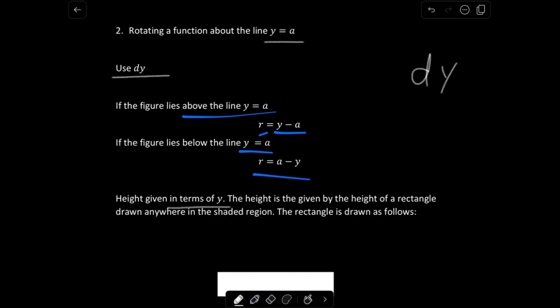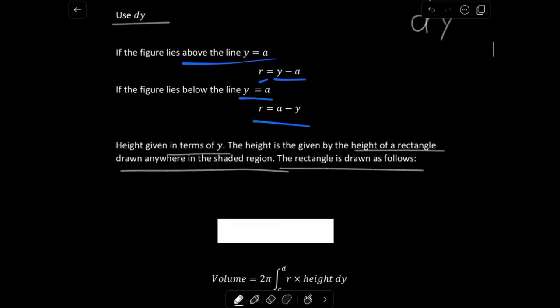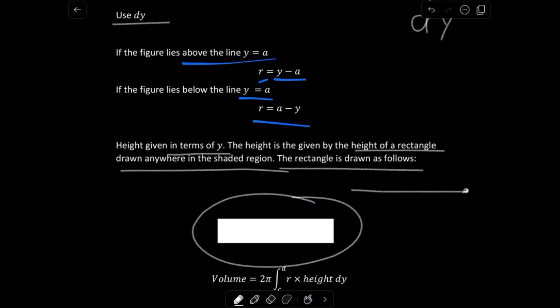Next, your height is given in terms of y, and it's not really a height in this case, but for consistency, I'll show you what I mean. The height is given by the height of a rectangle drawn anywhere in the shaded region, and the rectangle is drawn as follows. So it's a skyscraper, but this time it's fallen down, so it's on its side. Again, if you want, you can draw a horizontal line to represent the height. Either one of these is perfectly fine. Again, I used a rectangle because that's how it's explained in a lot of textbooks. Just remember that the rectangle needs to be on its side if you're rotating about the line y is equal to a, or a horizontal line.